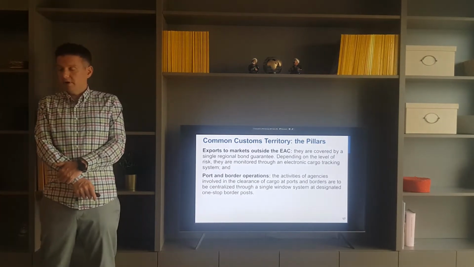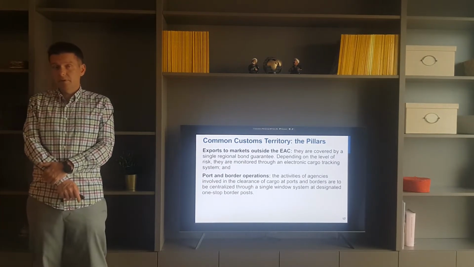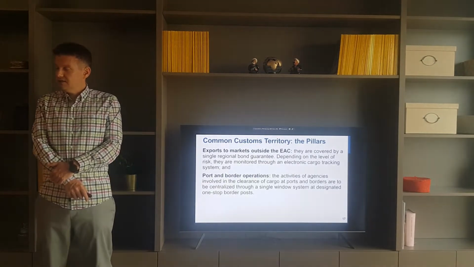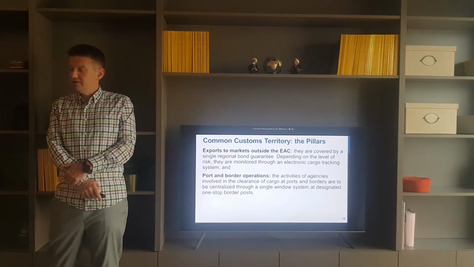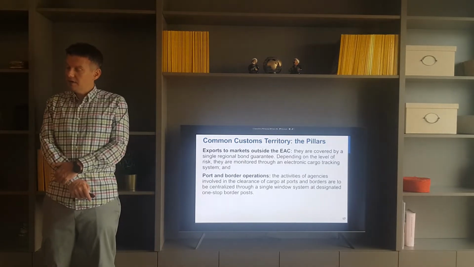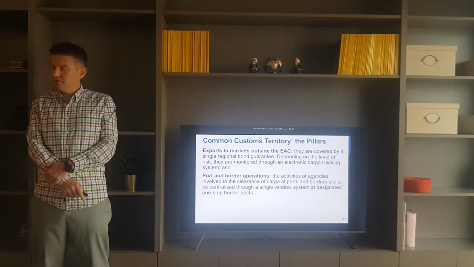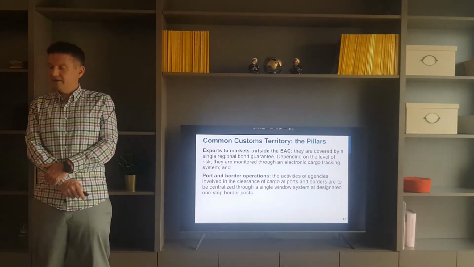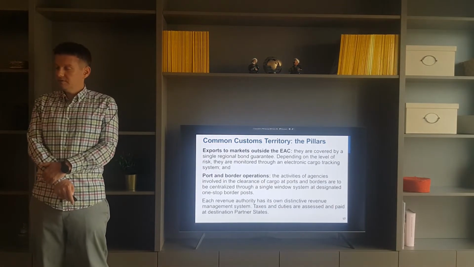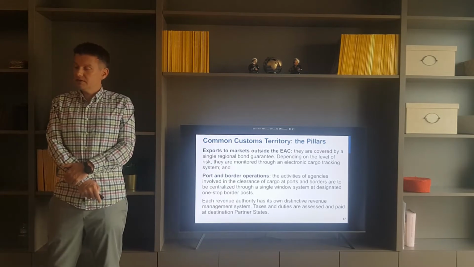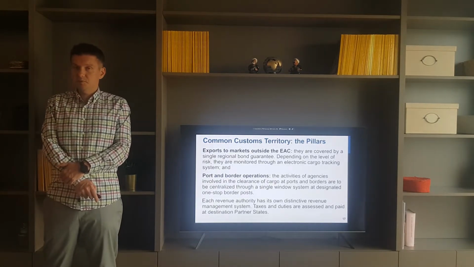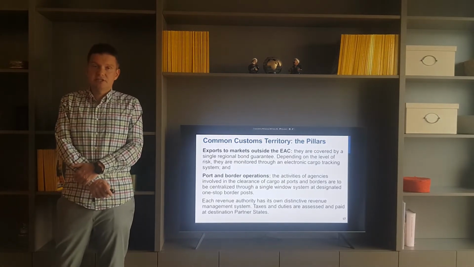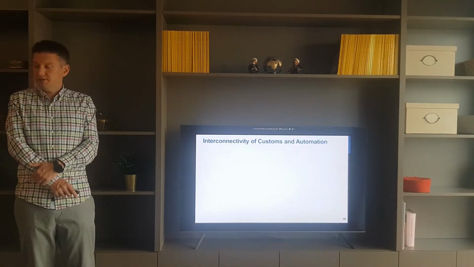Ports and border operations. What are the components of that under the single customs territory? The activities and agencies involved in the clearance of cargo at ports and borders are to be centralized through a single window system at designated one-stop border posts. Finally, each revenue authority has its own distinctive revenue management system. Taxes and duties are assessed and paid at destination by partner states.